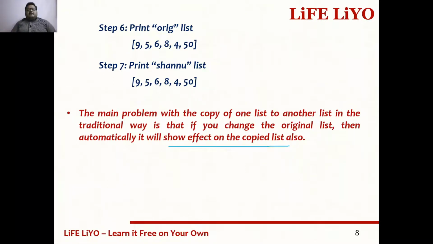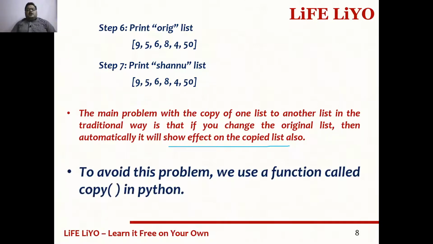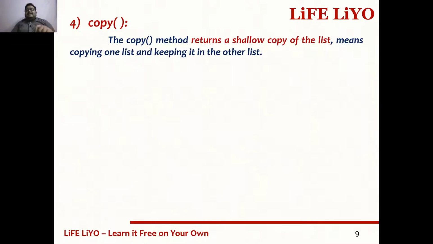To avoid this problem, we have a method called copy in Python. Now, what is copy? You know that copy means copying the elements from one list to another list. It's the same thing, but here it returns a shallow copy of the list, meaning copying one list and keeping it in the other list.